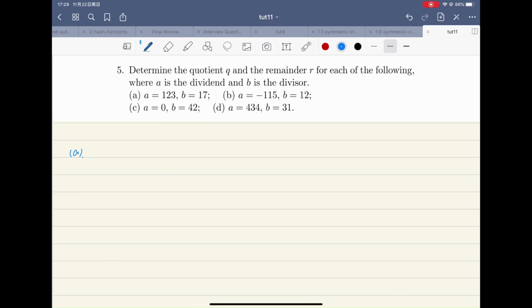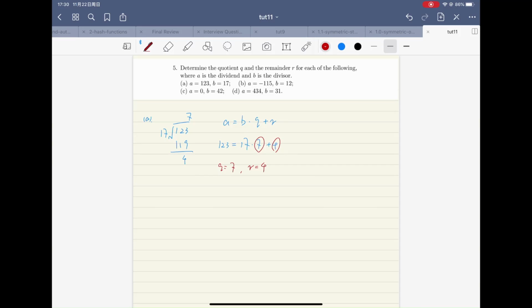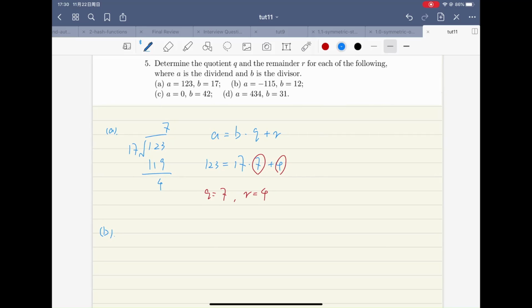Okay, so for question A, we have 123 divided by 17. We have the quotient is 7, and we got 119, and the remainder is 4. As we know, A equals B times Q plus R. So we have 123 equals 17 times 7 plus 4, and the quotient is 7 and the remainder is 4. So Q equals 7 and R equals 4. That's question A. Question B.